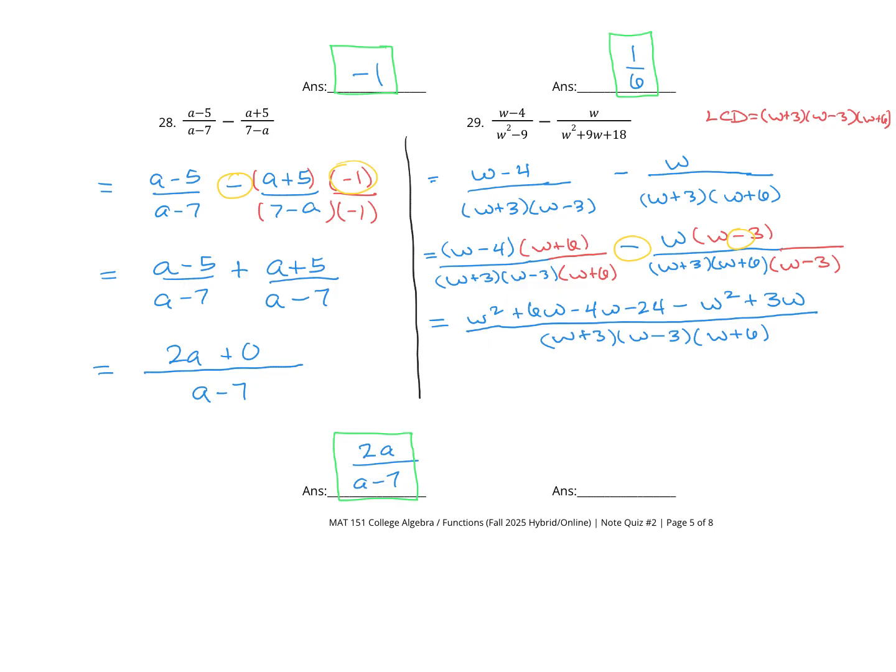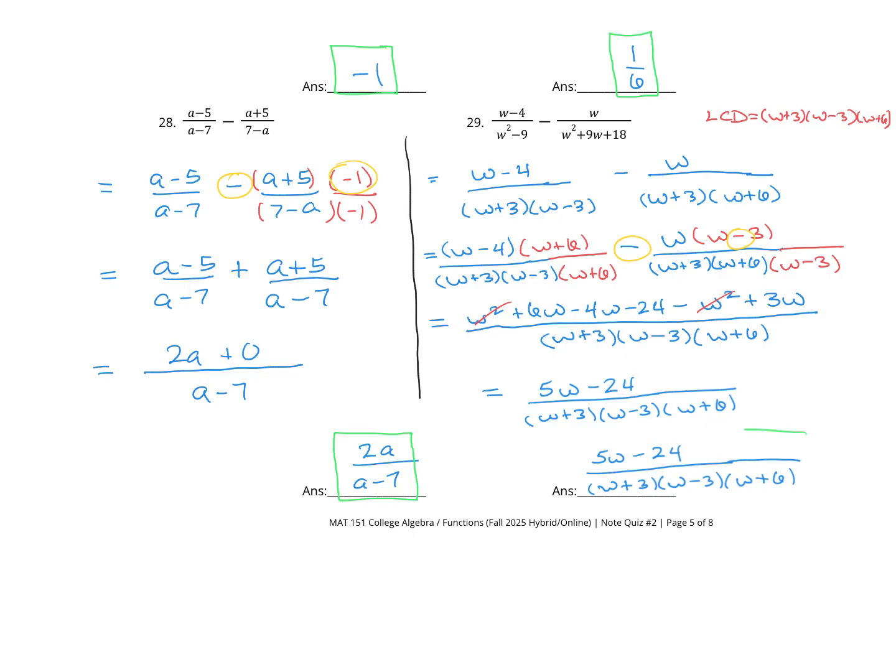Now let's simplify. You will notice I can cancel out my w squares because they're opposites. If I count up my w's, I've got a total of 6 minus 4 is 2 plus 3 makes 5. I've got a 5w, and there's nothing for the 24 to combine with, so it's alone. So my final answer is 5w minus 24 over the trio of w plus 3, w minus 3, and w plus 6.